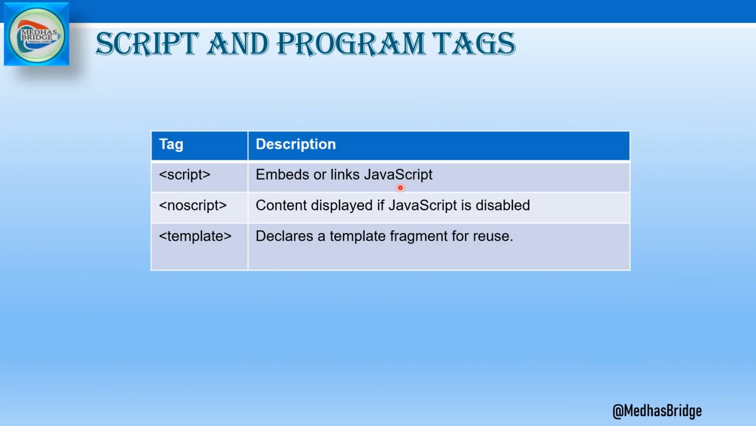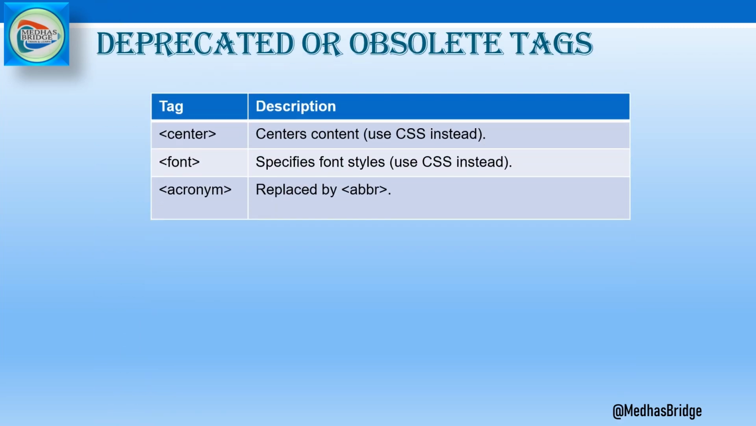If you want to embed JavaScript directly in HTML, or provide a link to the JavaScript, we use the script tag. Script, noscript and template are called script and program tags. Here are some of the deprecated tags which we can see in older versions, but in the latest version, these are called deprecated tags.